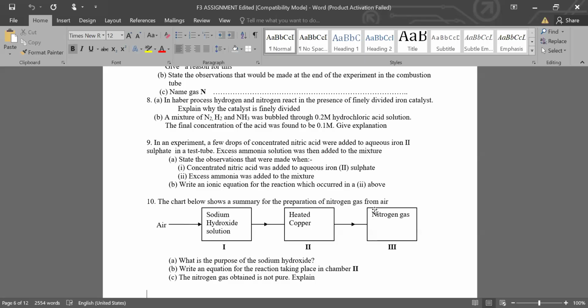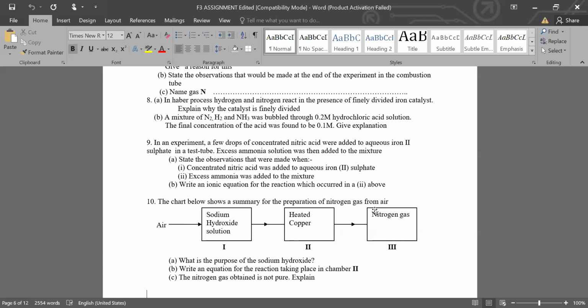Then question number 9, in an experiment, a few drops of concentrated nitric acid were added in aqueous iron 2 sulfate in a test tube. Excess ammonia was then added to the mixture. State the observation that was made when concentrated nitric acid was added in iron 2 sulfate.